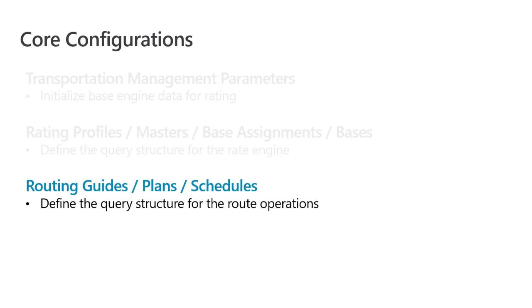And then similarly, when we talk about routing, we've got routing guides, routing plans, and route schedules that all work together to define that same kind of query structure for our routing operations. So again, when we initialize a route within transportation management, the system is going to go through, evaluate the logic in all of these different setup forms, and return a routing result to us. So those are our core configurations for rating and routing.